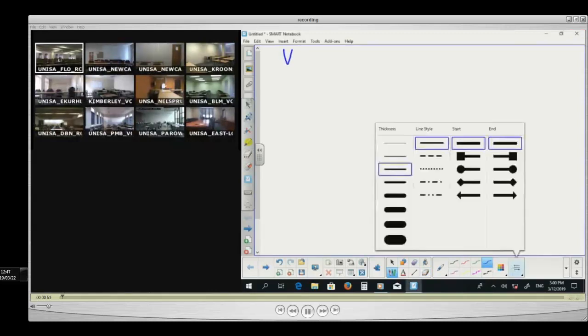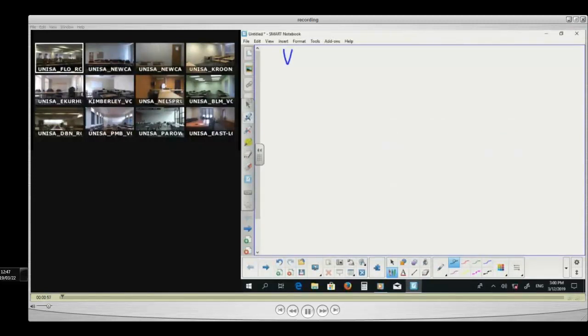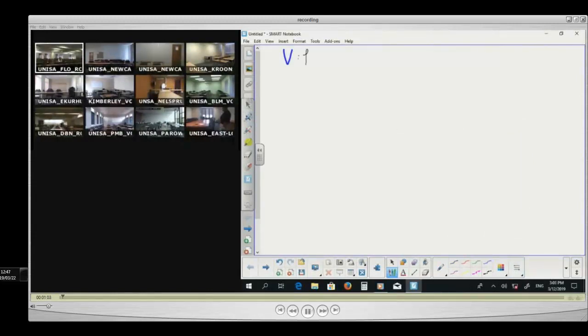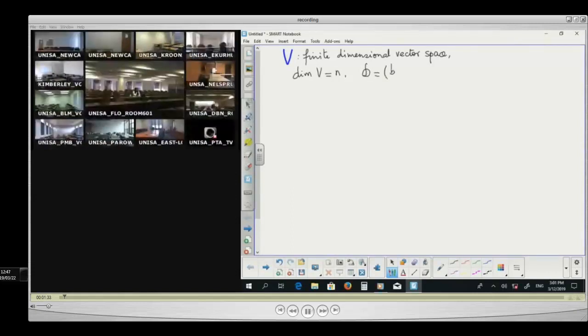a finite dimensional vector space, so this is a finite dimensional vector space. Dimension of V is n, and let's say this is a basis.